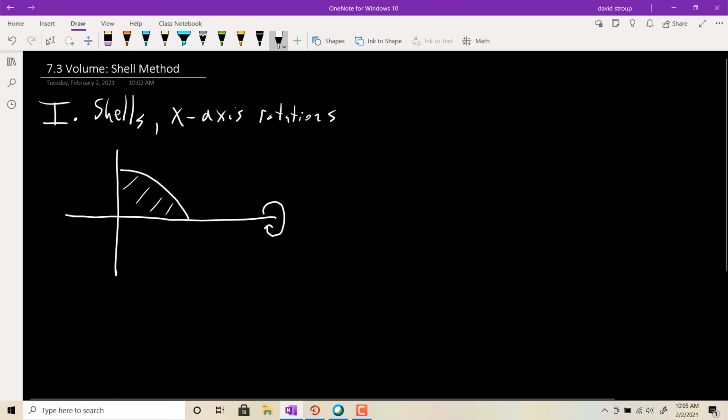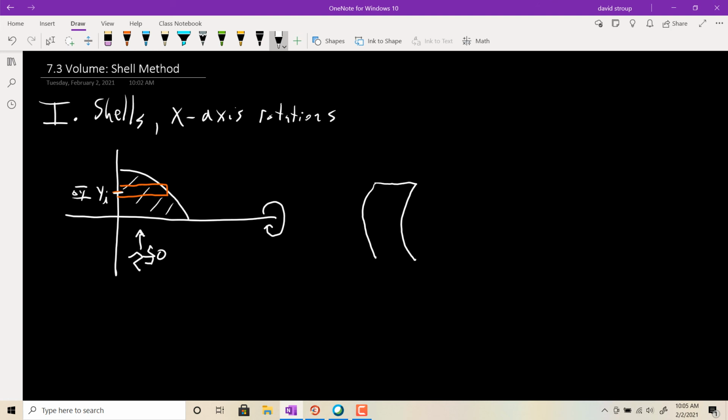In this case, with shells, the rectangles that we're using are parallel to the axis of rotation. So the rectangle is given by a y value, its location, y sub i, and the base of the rectangle is change in y. And our Riemann man this time is running up the flagpole in this direction. The object that's getting rotated out is like the wheel of a Flintstones car. It'll end up looking like this.